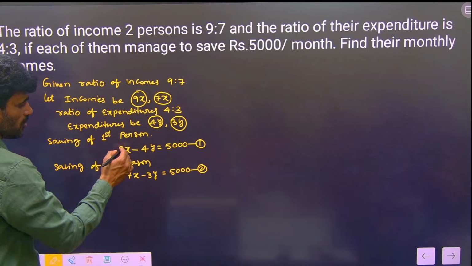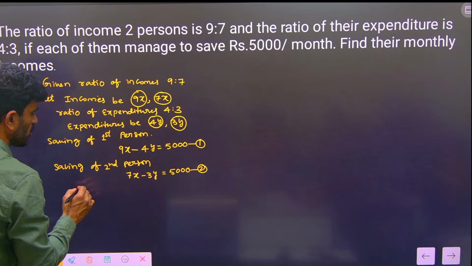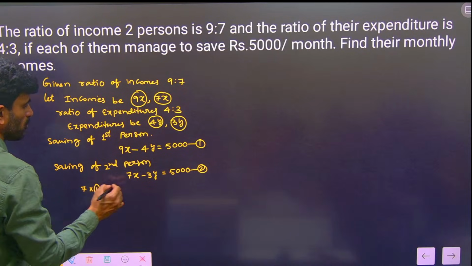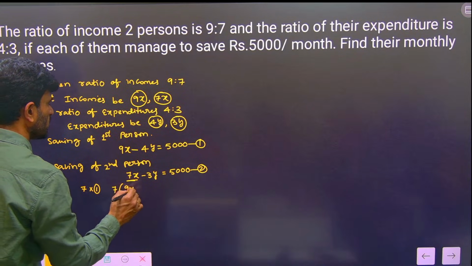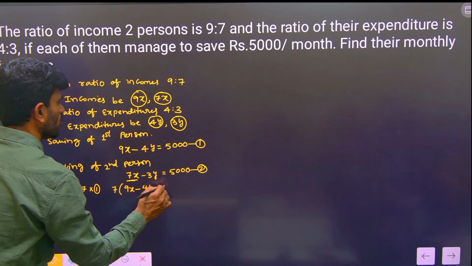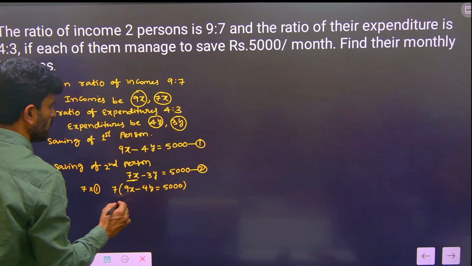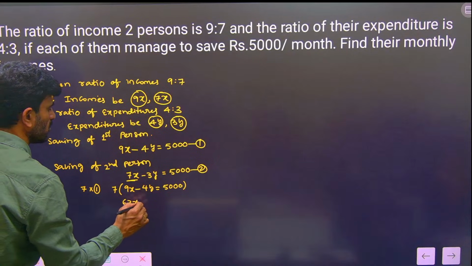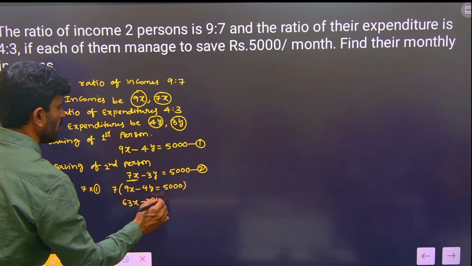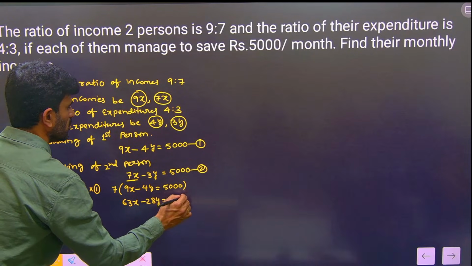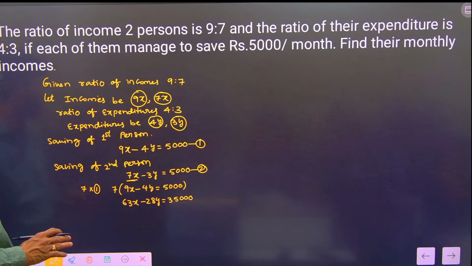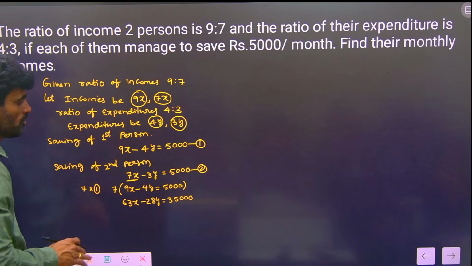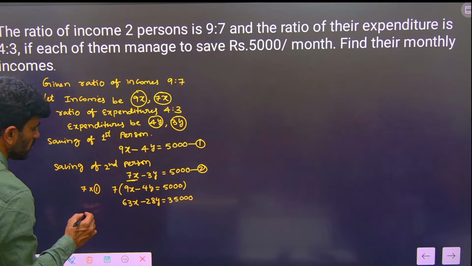Now what we have to do, because these two are different, the complete equation 1 I am multiplying by 7, because here I have 7. So what I will get: 7 into (9x minus 4y) is equal to 5,000, which is 63x minus 28y is equal to 35,000. Slowly, carefully we have to multiply and simplify in the exam also. No need to hurry. In that hurry we make mistakes. So be careful while you are simplifying equations.